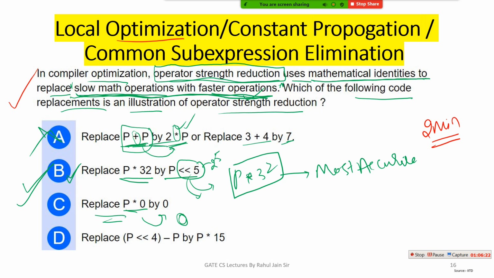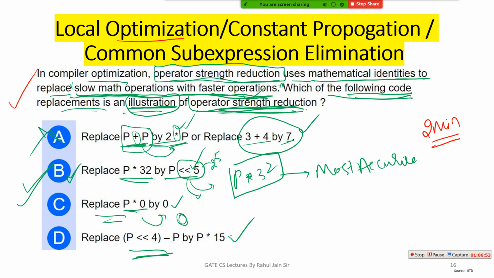However, the others are also code optimization techniques. But if you focus on the question, it asks which of the following code replacements is an illustration of operator strength reduction. We need to answer according to this. That is why option B is correct. Is it clear to everybody? Please answer me.